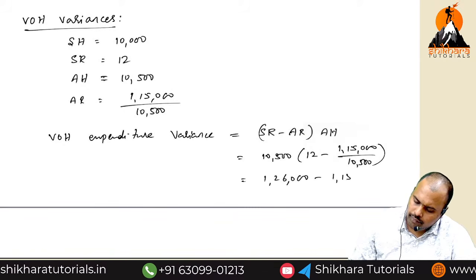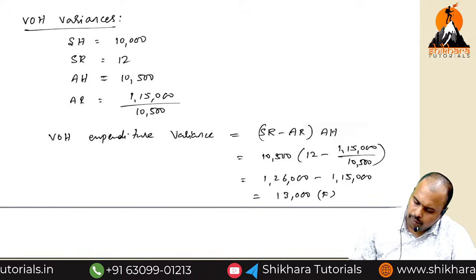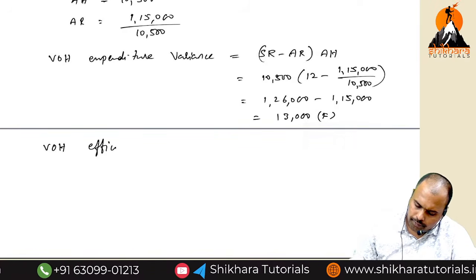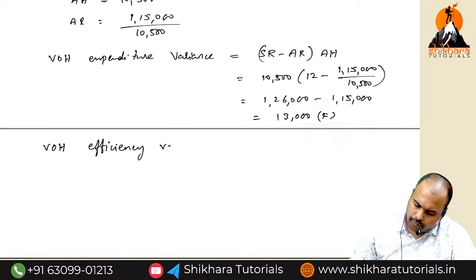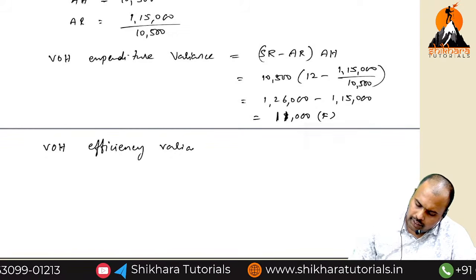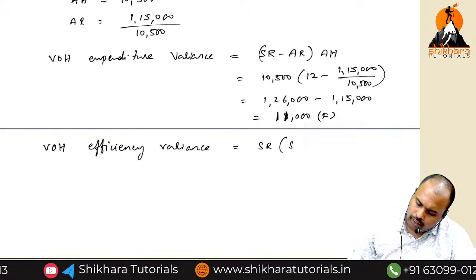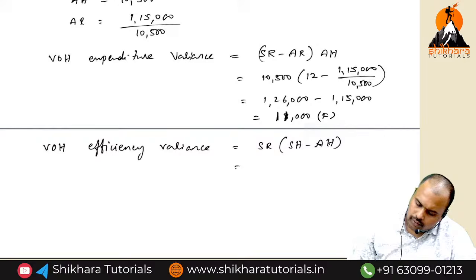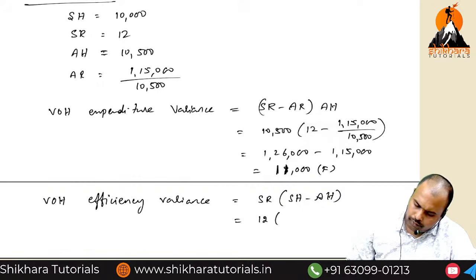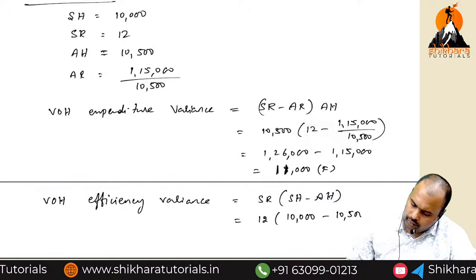1,26,000 minus 1,15,000. That is 13,000 favorable. Next, variable overhead efficiency variance. 11,000 favorable. Efficiency variance is equal to standard rate into standard hours minus actual hours. That is 5 for 12 into standard hours is 10,000 minus 10,500.